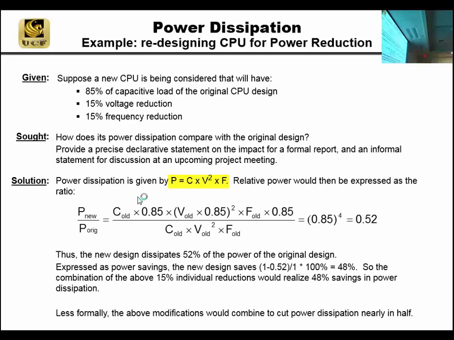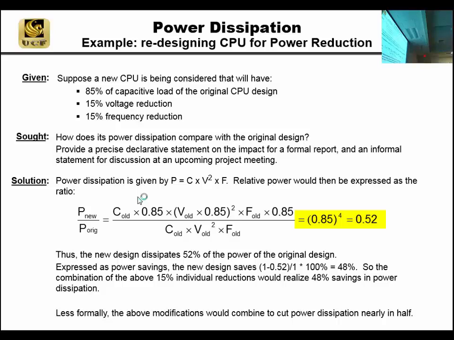So we use the P equals C V squared F equation almost directly, but these are ratios because we're reducing this. So we don't know what the old capacitance was, but we know that the new one is 85% of that, right? Because it's reduced 15. And then the new voltage is 85% of the old voltage and so forth. It turns out whatever the old values were cancel. And you have 0.85 to the 4th power, because these are all 15s or 85s. It's just a coincidence in this problem to make it easy to calculate. And it comes out to be 0.52.